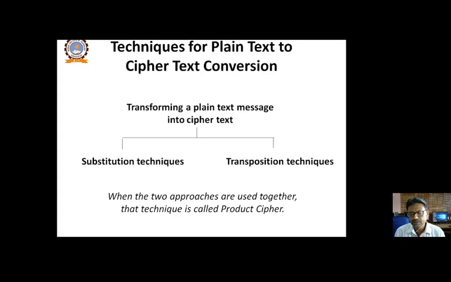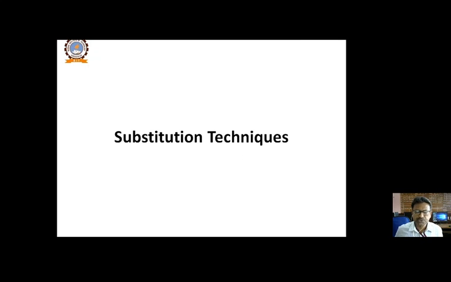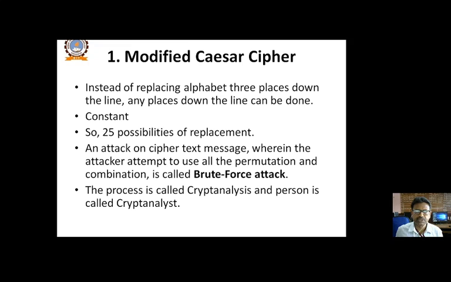Caesar cipher is an example of a substitution technique in which we are exchanging the individual alphabet three places down the line by another alphabet, as A is replaced by D, B is replaced by E, and so on. Now let us discuss the substitution technique. The first method is the modified Caesar cipher method.